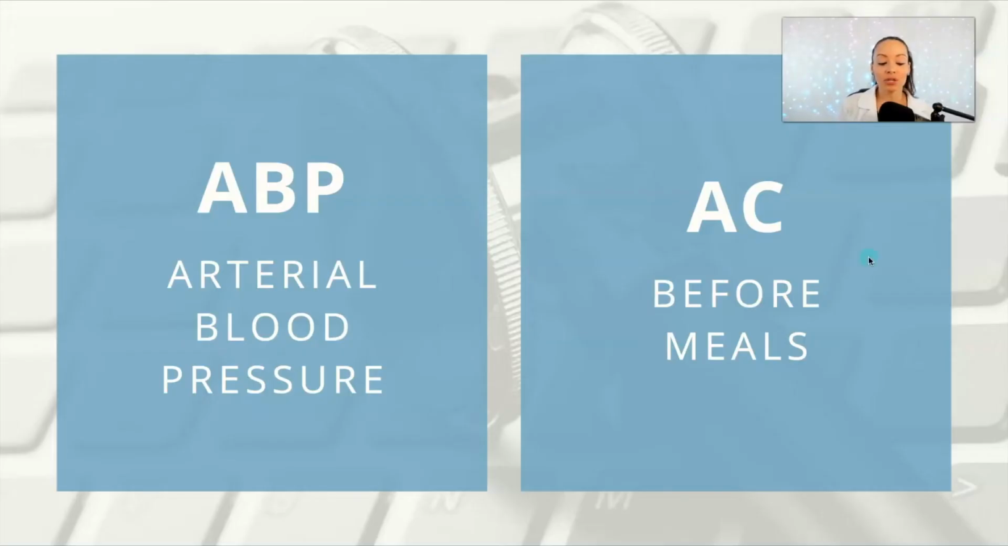ABP is your arterial blood pressure, and AC is before meals. So if you see that on your MAR, like for example levothyroxine, you definitely need to give this before meals. You may see AC with that. In Spanish, before eating is antes de comer. So it works out like that if you speak Spanish. And I'm sure it's derived from Latin, but I don't know the Latin off the top of my head.